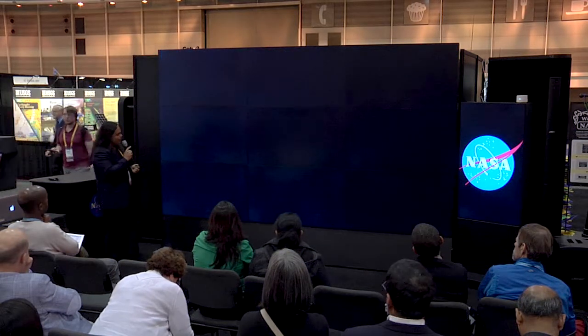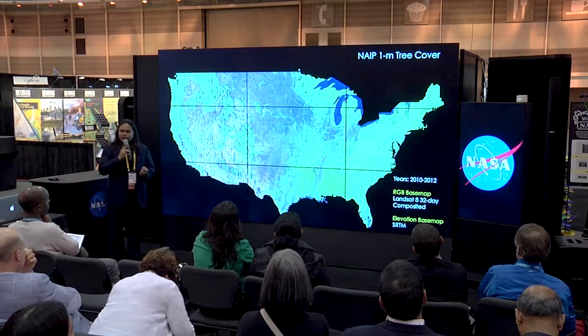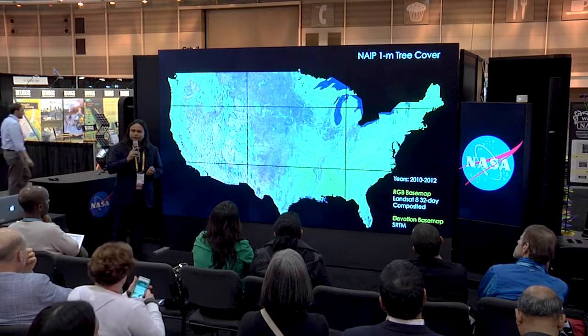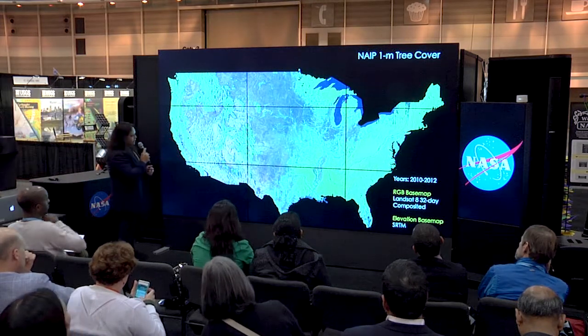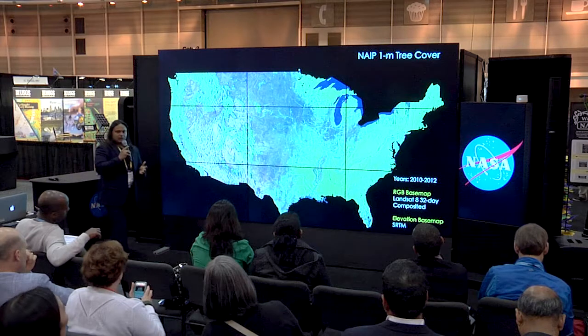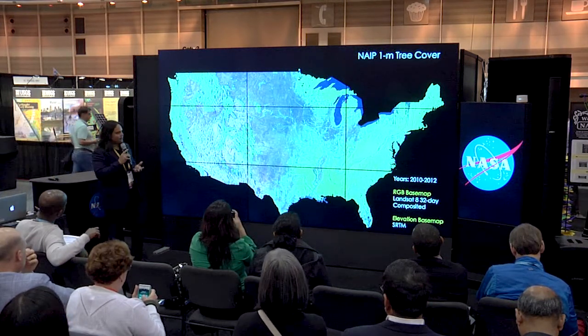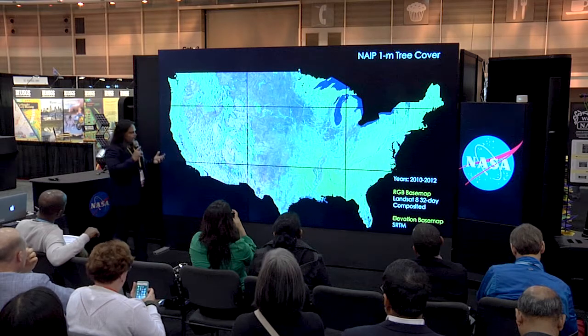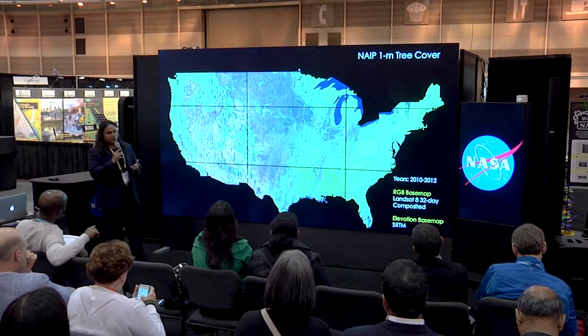Next slide. So this is the first ever high-resolution 1 meter tree cover map that we created as part of the Carbon Monitoring System effort. I'm really proud of this map because I come from an image classification background for a long, long time. And when I see this map in front of me at 1 meter, this is really giving me a lot of insights.